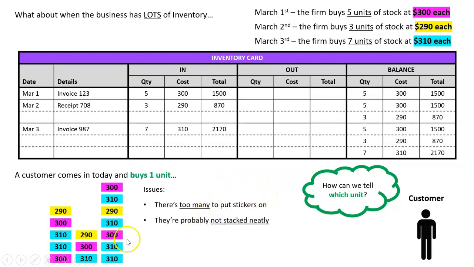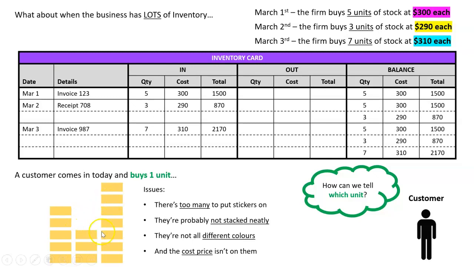However, they're probably not stacked neatly. I had them in nice, neat, color-coded piles. They're probably all over the place. Like imagine Officeworks with pens. They're not stacked neatly. They're all over the place. I think the other thing to realize is they're not all different colors. They're all sort of the same color. They look identical to the customer. The customer doesn't know which one cost what. And lastly, they don't have the price on them. They're just boxes or a product.